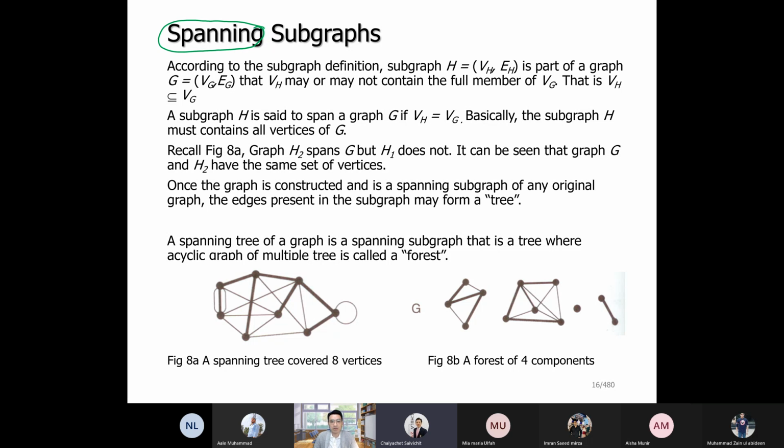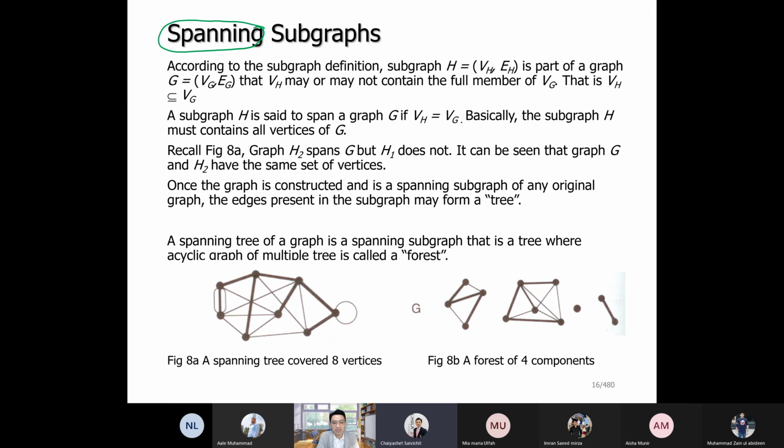According to the subgraph definition, subgraph H, where we have VH and EH, is part of the graph G, where the big graph is VG and EG. You see that VH would be a subset of VG and EH would be a subset of EG. A subset could be a proper subset, or equal to the superset. So VH may or may not contain the full membership of VG; that is, VH would be a subset, or it could equal VG. That is why we use the subset and the equal signs at the bottom.